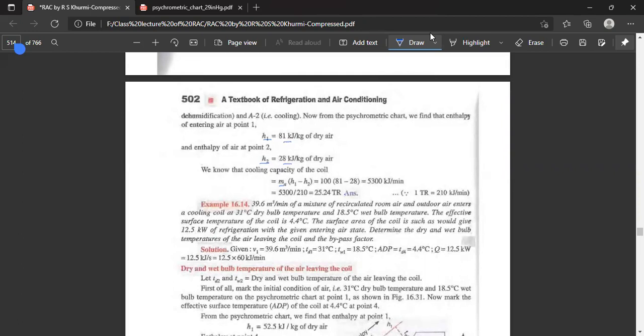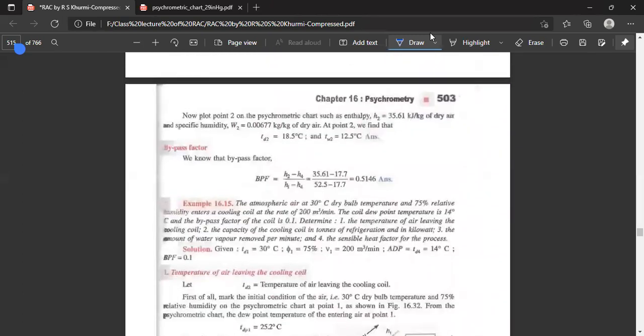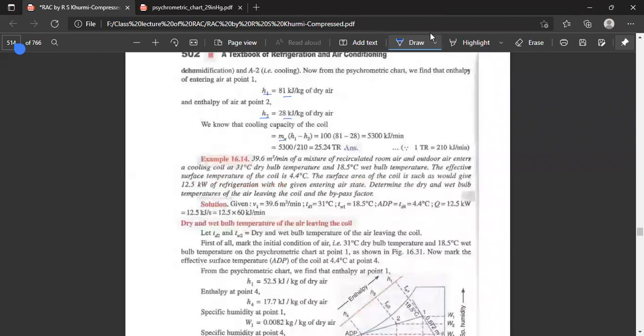Now, the next problem is 39.6 meter cube per minute of a mixture of recirculated room air and outdoor air enters a cooling coil at 31 degree dry bulb temperature and at 18.5 degree wet bulb temperature. The effective surface temperature of the coil is 4.4. The surface area of the coil is such that it would give 12.5 kilowatt of refrigeration with the given entering air state. Determine the dry and wet bulb temperature of the air leaving the coil and the bypass factor.